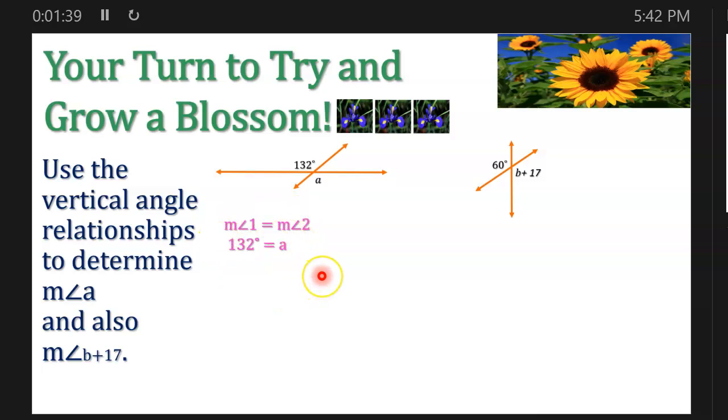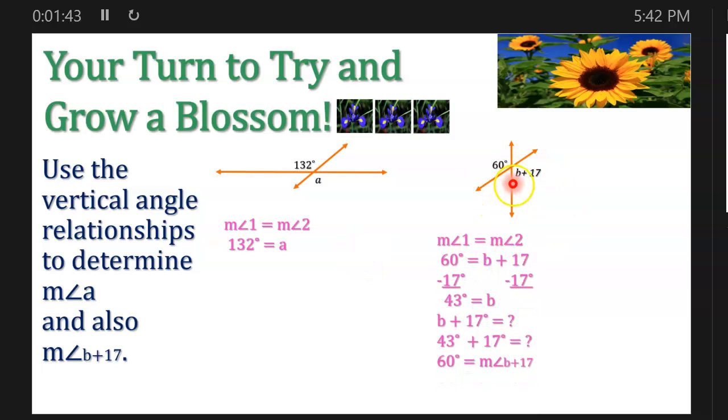Okay, the first one, both angles are vertical, so just make them equal to one another and you're already done. On the second one, we have a little more work to do because we had to make these two equal to one another first and then subtract our 17 from both sides to get the 43. That's what B is equal to. Then we had to substitute it back in to add it to the 17 in order to find out what the full measure of the angle B plus 17 is, and that's going to be 60 degrees.